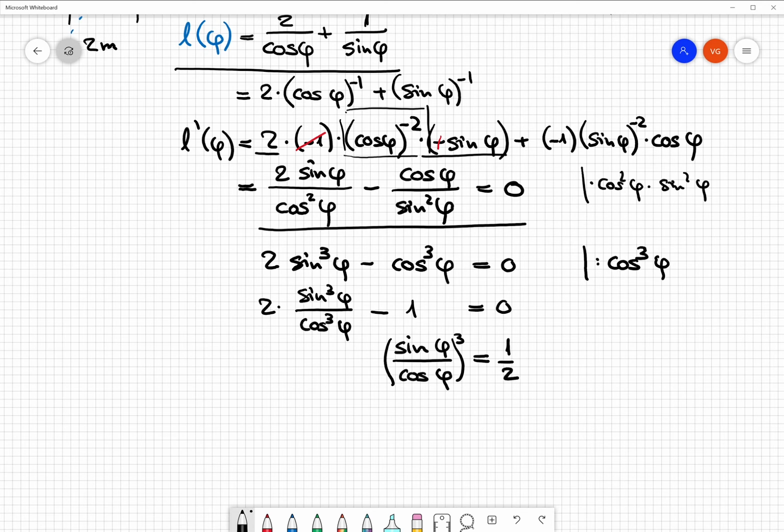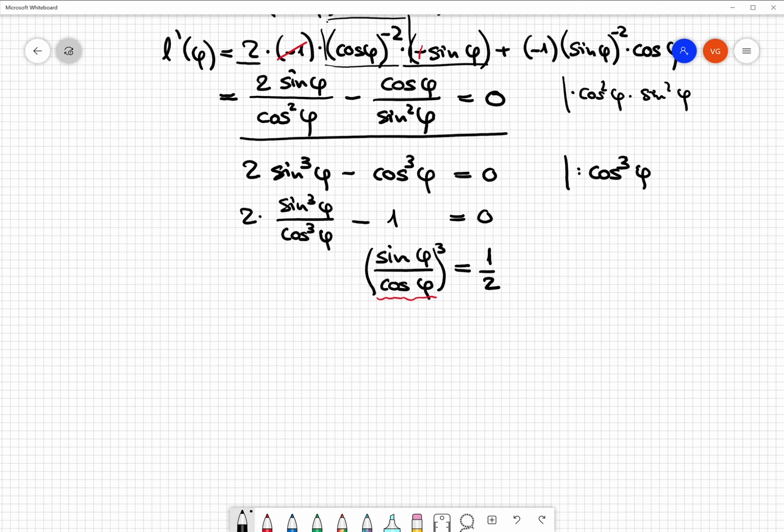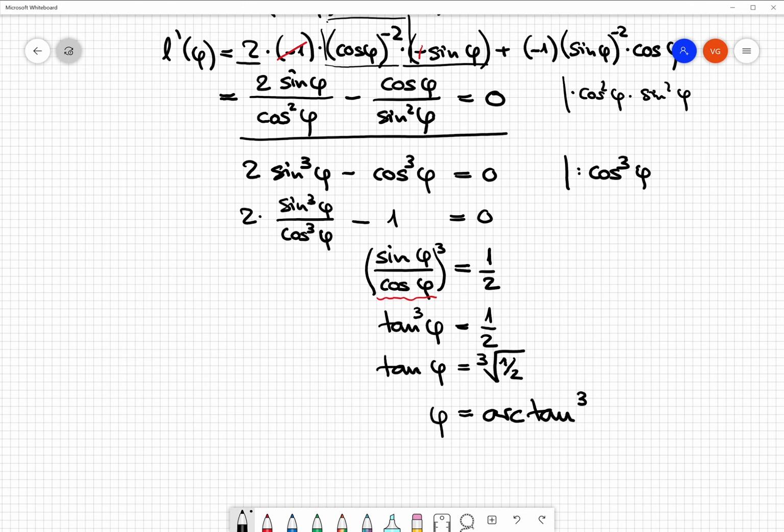Now I hope you remember the expression here. Can be replaced by tangent of phi. So tangent of phi is 1 over 2. They're cubed, of course, sorry. So tangent all cubed is 1/2, which lets us believe the tangent of phi is the cube root of 1/2, and phi therefore is the arctangent of the cube root of 1/2. Isn't that a nice answer?